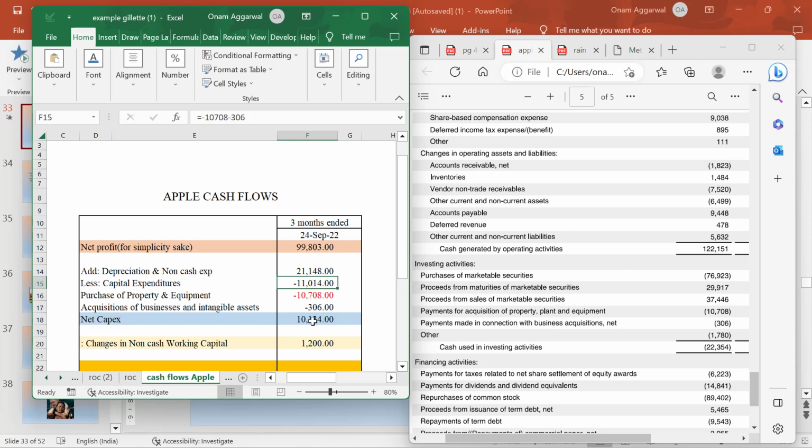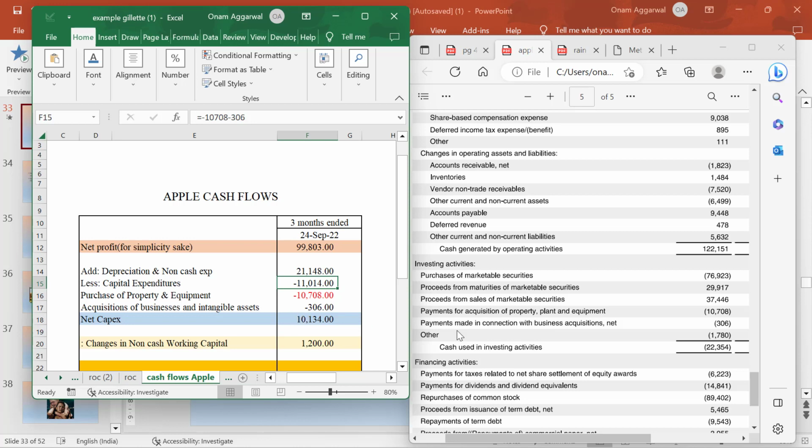So the net capex is actually cash positive, because the non-cash expenses, including depreciation, are $21 billion and the amount which is reinvested back is only $11 billion. So net capex is actually a positive figure of $10 billion.